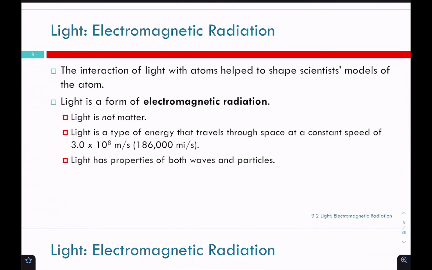We'll talk about this more later, but the type of electromagnetic radiation is what determines whether or not it's dangerous.